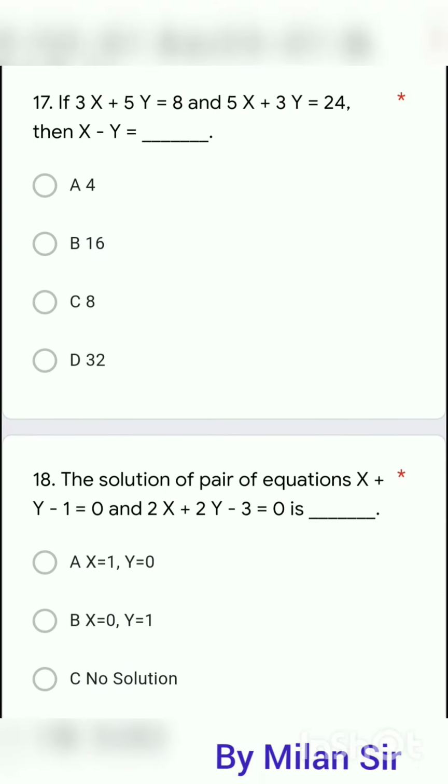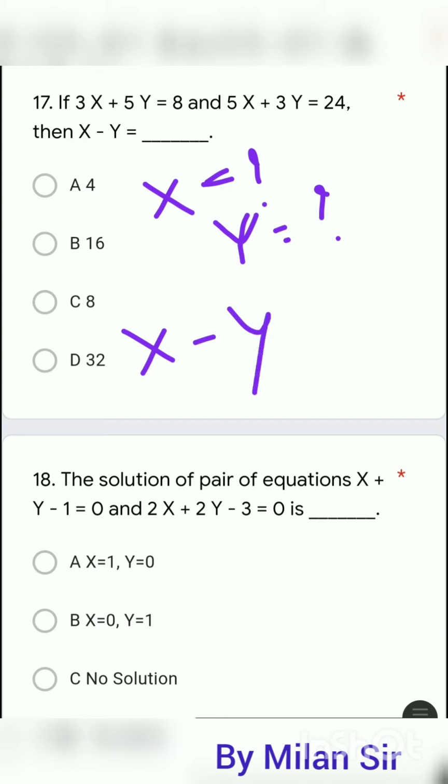Then question number 17: if 3x plus 5y is equal to 8 and 5x plus 3y is equal to 24, then x minus y. Here also we have two ways. Either we can do the elimination method, or we can find it directly. First of all, we can use the elimination method, cross multiplication method, or substitution method, and from that we can find the value of x and y, and after that we can subtract, so we can get the answer.